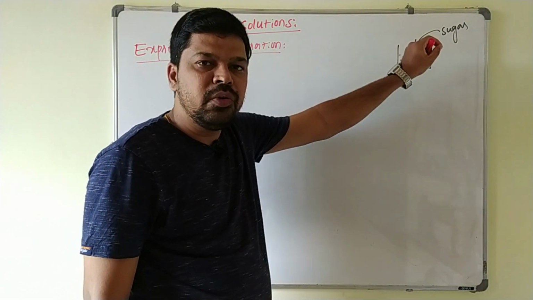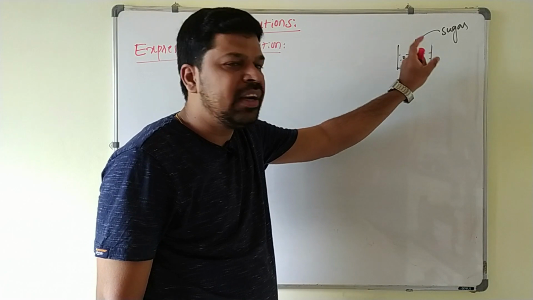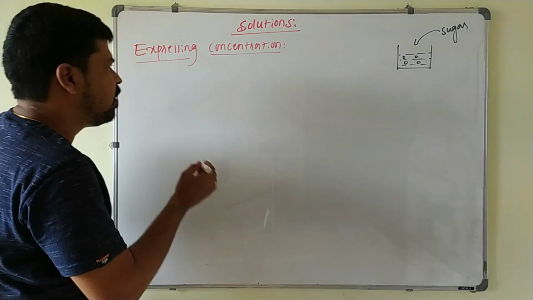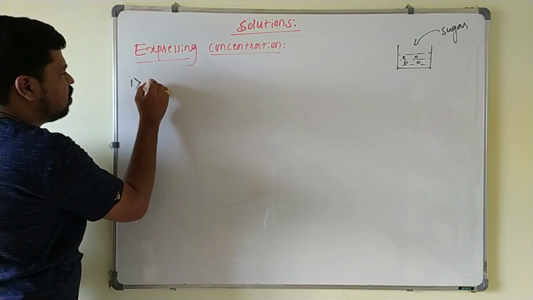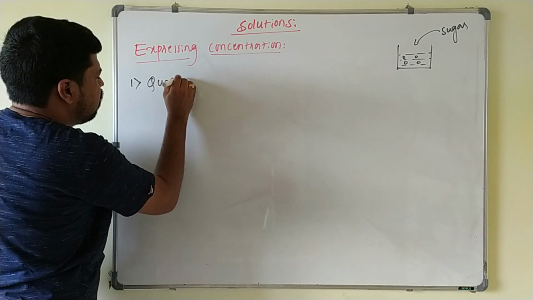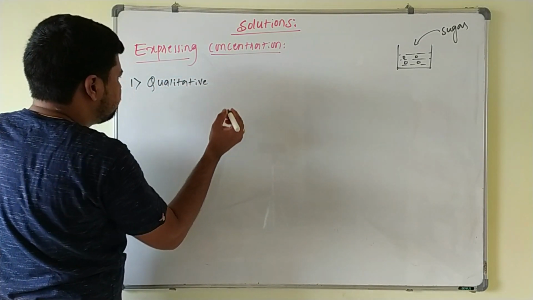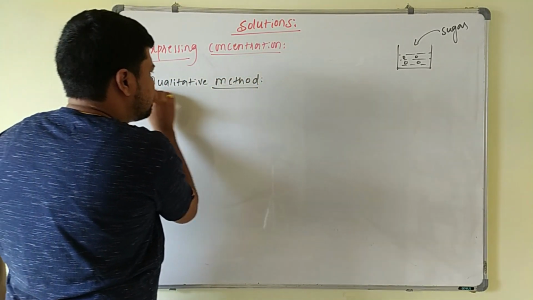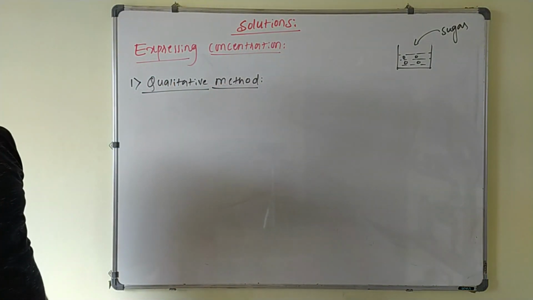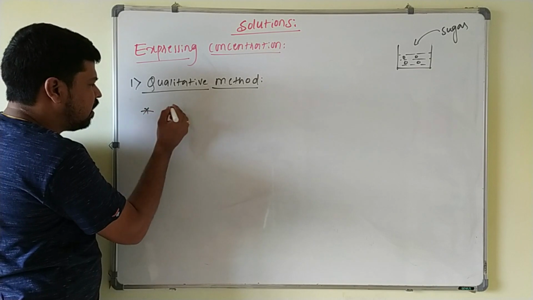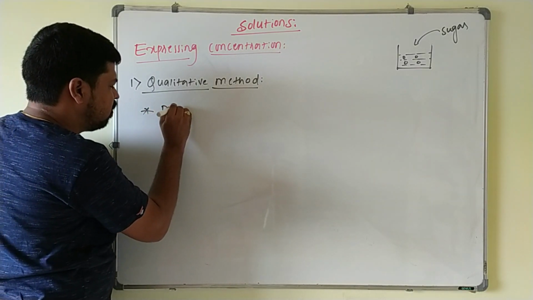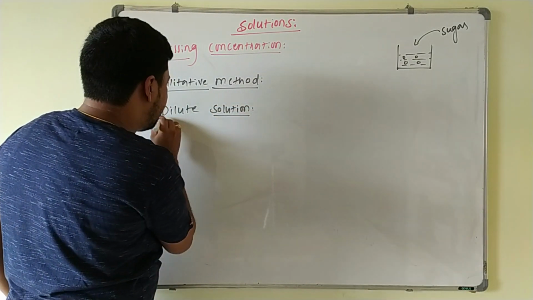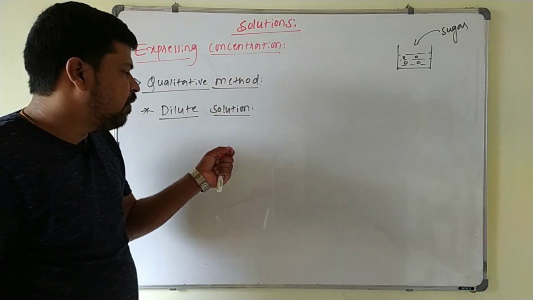The amount of solute present in the given quantity of the solvent is called its concentration. There are different methods for expressing concentration. The first one is the qualitative method. In the qualitative method, the concentration of the solution is expressed simply as dilute solution and concentrated solution. Dilute solution means the solution in which the solute is present to a very, very small extent.